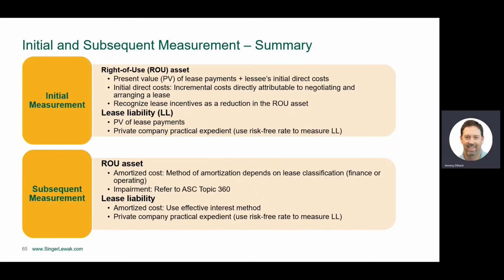So, to summarize the initial and subsequent measurement under Topic 842, the lease is initially measured with a ROU asset based on the lease liability and initial direct costs, but reduced for any lease incentives received. The lease liability is measured using the present value of the future lease payments, and the discount rate should be the implicit rate, but the IBR or risk-free rate can be used. After lease commencement, the lease is subsequently measured by amortizing the ROU asset using the straight line method, and the lease liability is amortized using the effective interest method.